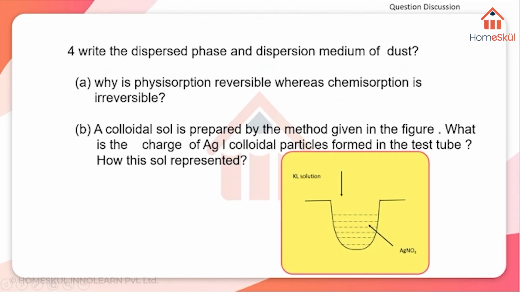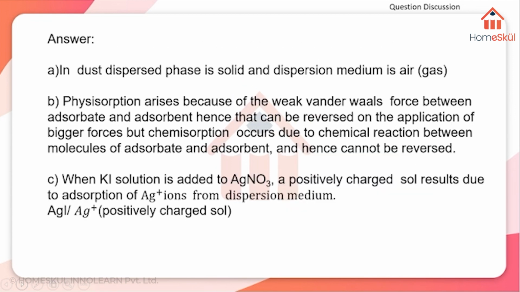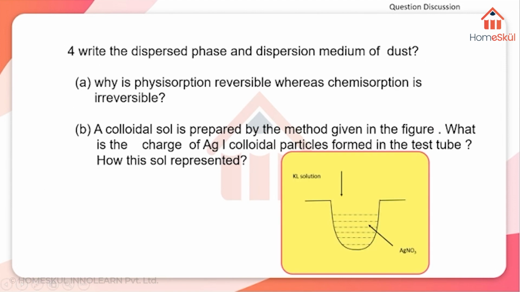Now here we have the fourth question. That is, write the dispersed phase and dispersion medium of dust. You know, in dust, it's a very simple question. In dust, the dispersed phase is solid and the dispersion medium is air. And to the second part, a colloidal sol is prepared by the method given in the figure. What is the charge of silver iodide colloidal particles formed in the test tube and how this sol is represented?